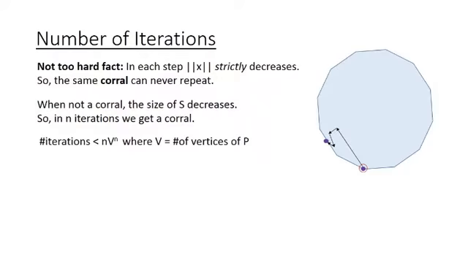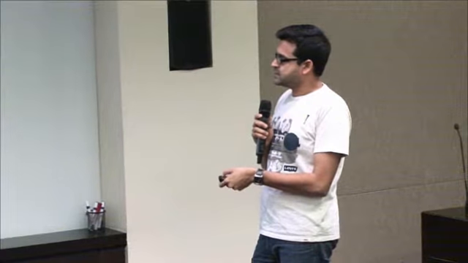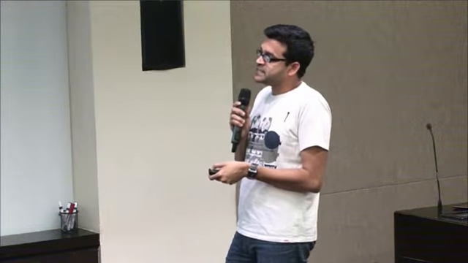Okay, so as I said, the number of iterations is key. So how many iterations does it take? What is not too hard is that the norm of this point X, as it's moving here, strictly decreases. Okay, it's not too hard to show that. But what does that mean? It means that the same chordal can never repeat. Again, a chordal is a set of points so that the affine minimizer lies in the convex hull. Why? Because when I find a chordal, the point is the affine minimizer, and since the norm is strictly decreasing, the same chordal cannot repeat.